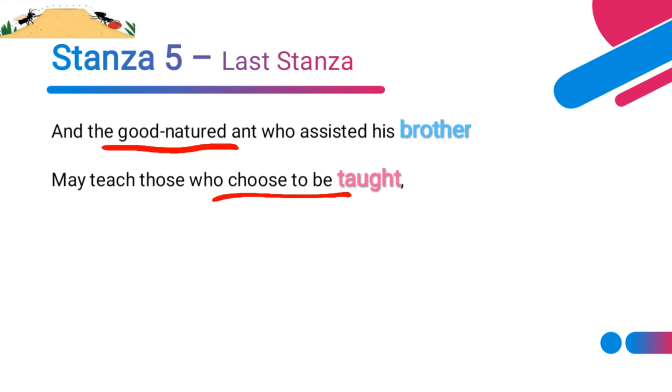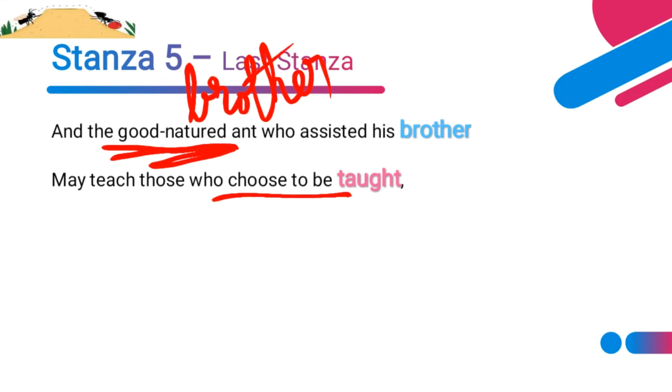Let me ask you one thing, children. Who is the good-natured ant here? Yes, it's the brother ant. Do you remember who helps the little black ant? It's the brother ant. So the brother ant was the good-natured ant. Okay, children, who assisted his brother? Yes, it helped. So assisted, helped.